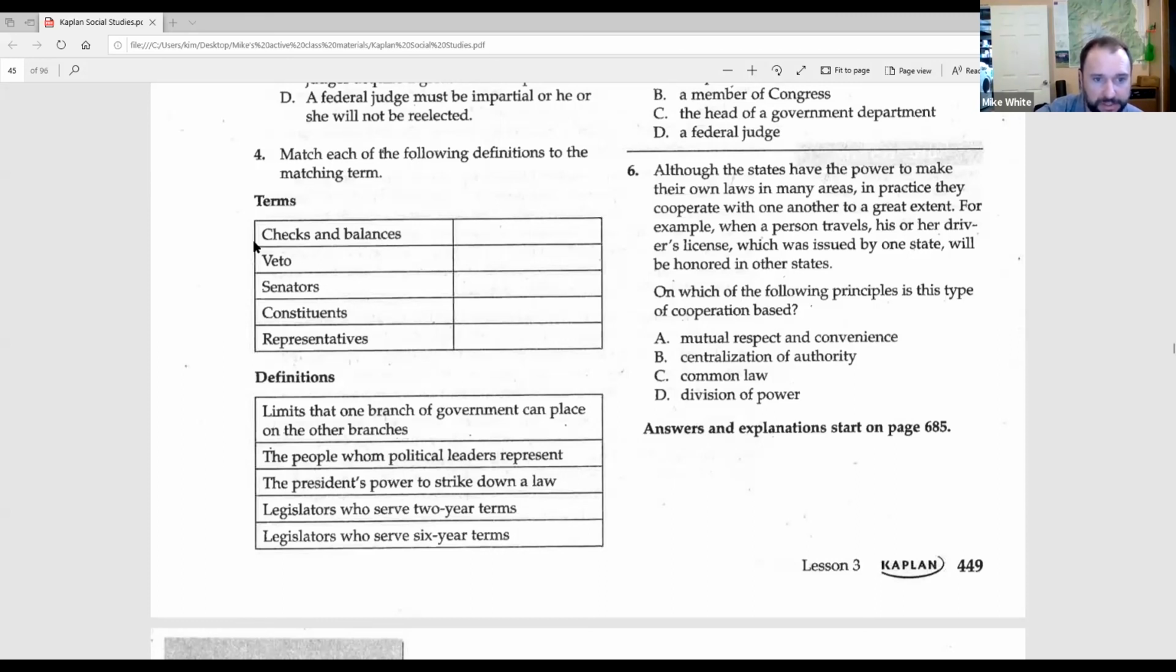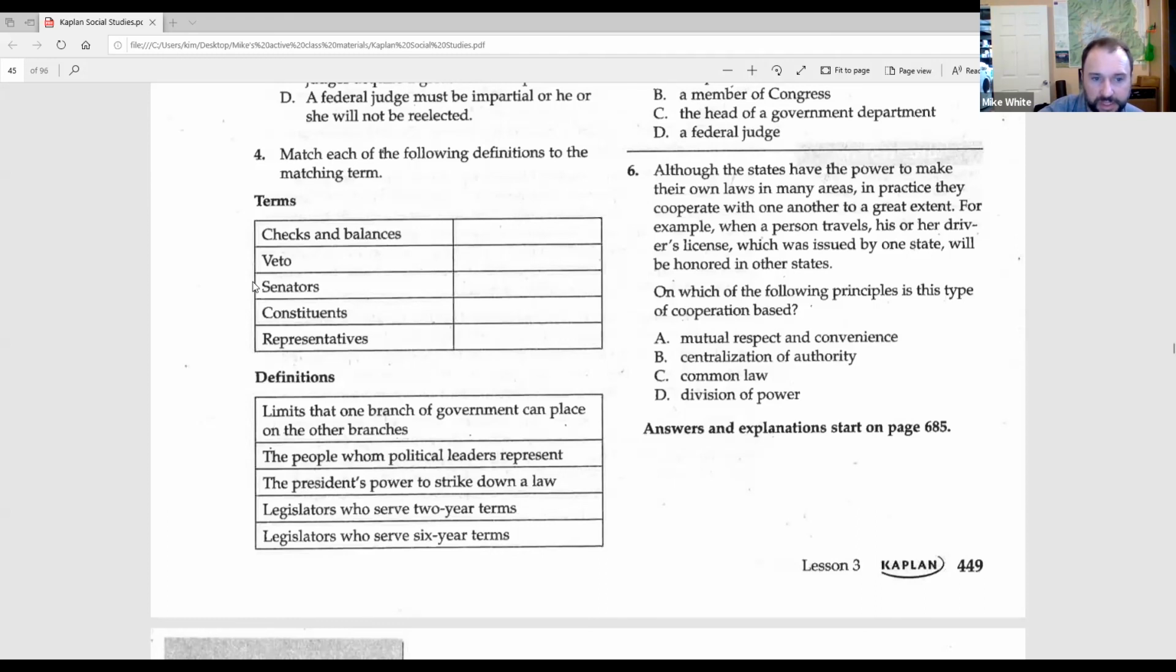So checks and balances, remember, are limits that one branch of government can place on the other branches. So the idea that each branch has certain powers over the other branches. Veto, remember, is when we were talking about laws being made. Veto is the president's power to strike down a law. The president's power to strike down a law would be veto.